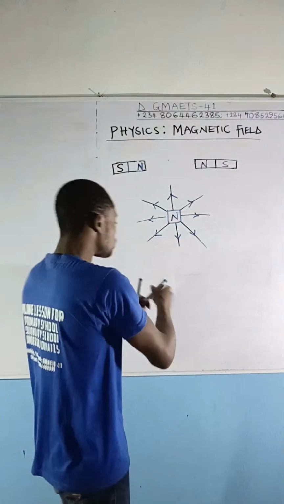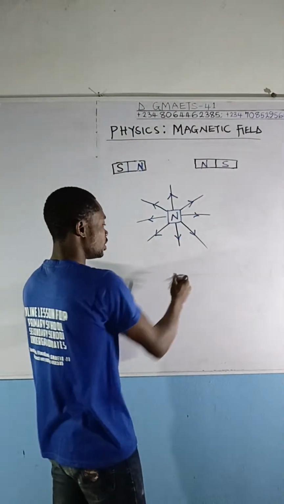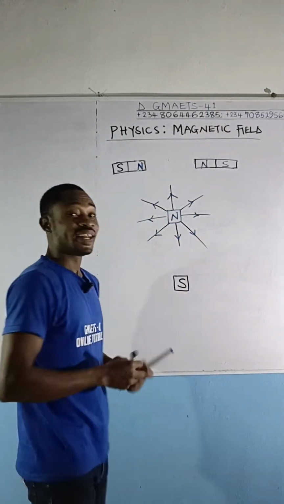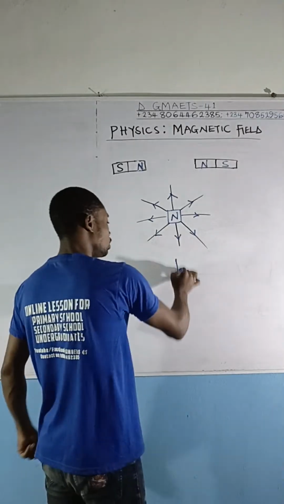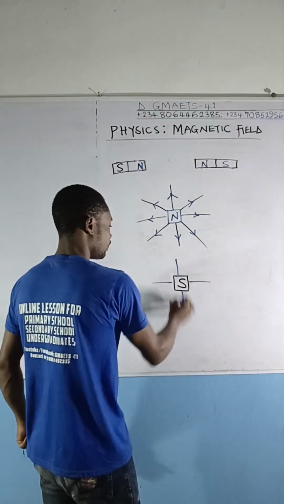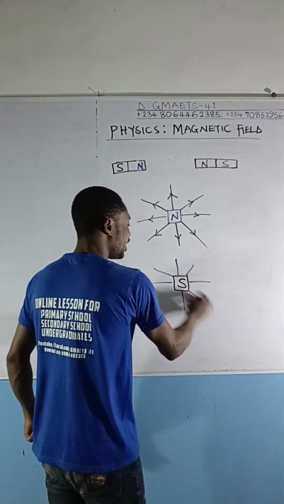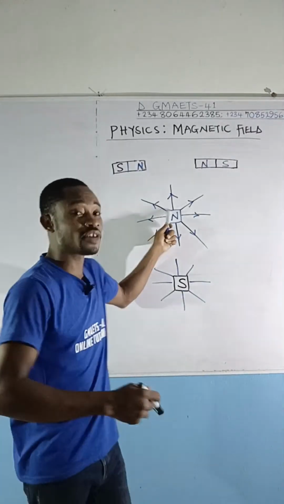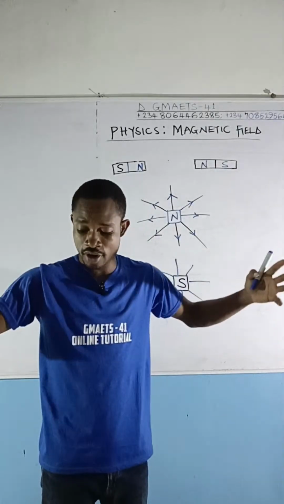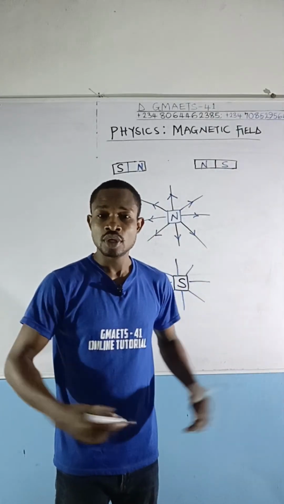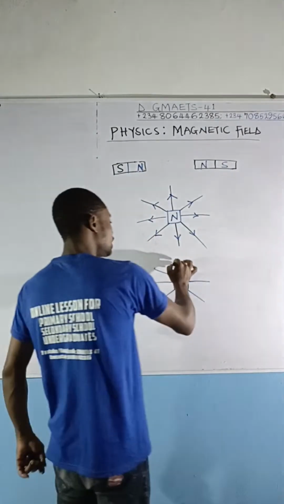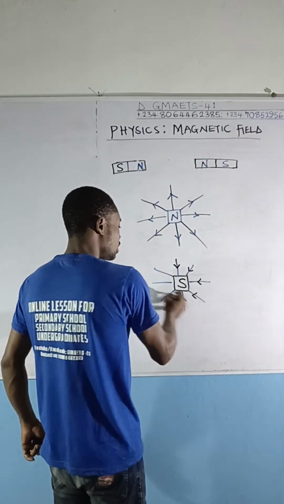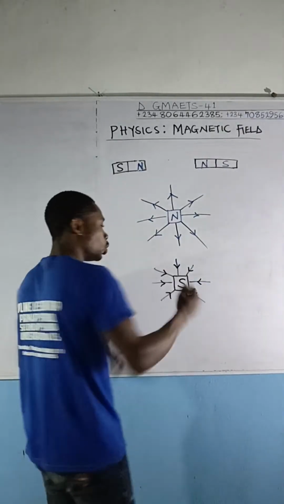If it is South pole, this is what you're going to see. Let's take this to the South pole. The lines of forces of the South pole go like this. It is the direction of the line of force that we are interested in, the direction. This one, the lines of force in North pole, they move away from the North pole. But for the South pole, they converge. They move towards the South pole.